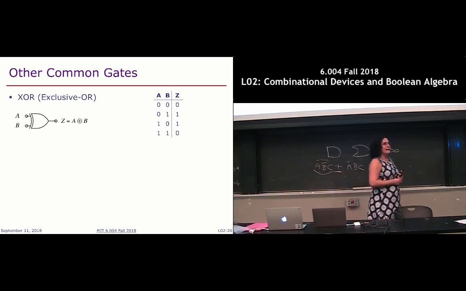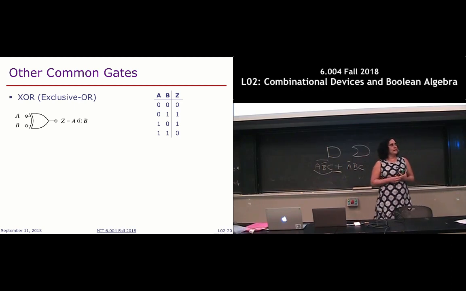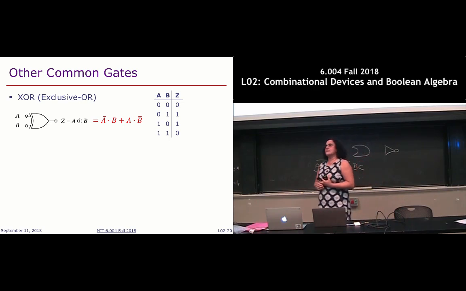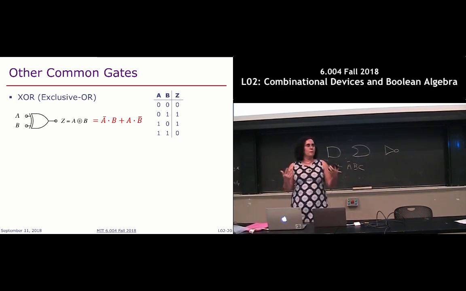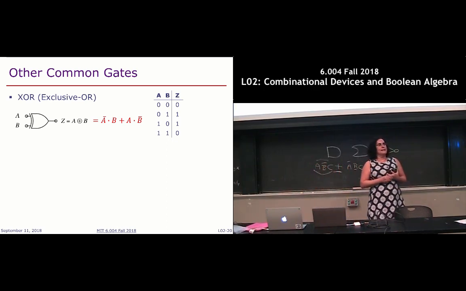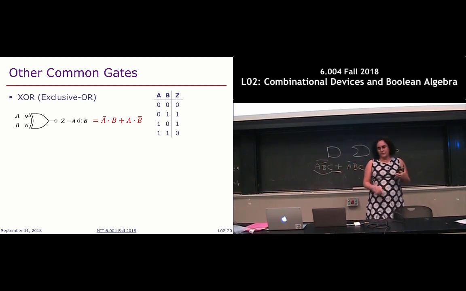It says that you only get a 1 on your output when exactly one of your inputs is a 1. So only if A or B is a 1, but not if both of them are a 1. So the Boolean expression for that is to say A bar B or A B bar, meaning I can only have exactly one of them be a 1 while the other is a 0. Notice that we do have exclusive OR gates with more than 2 inputs, and in that case, the expectation is that you get a 1 if you have an odd number of 1s.